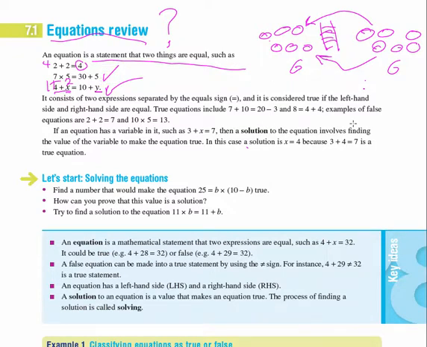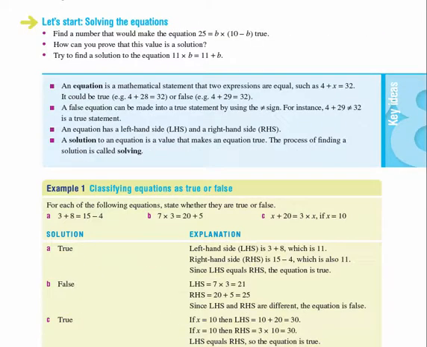Okay, let's start by solving the equation. Find a number that would make the equation 25 equals b times 10 minus b true. What does it mean to make it true? Basically this side needs to equal this side. You've got 25 over here. What's something times 10 minus b that would equal 25? Well, essentially it's determined by this part here.